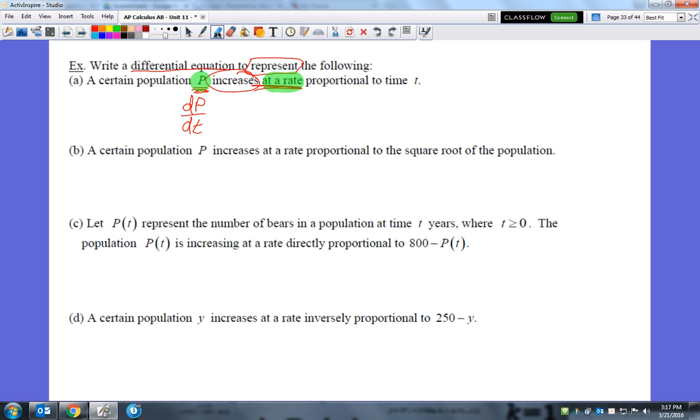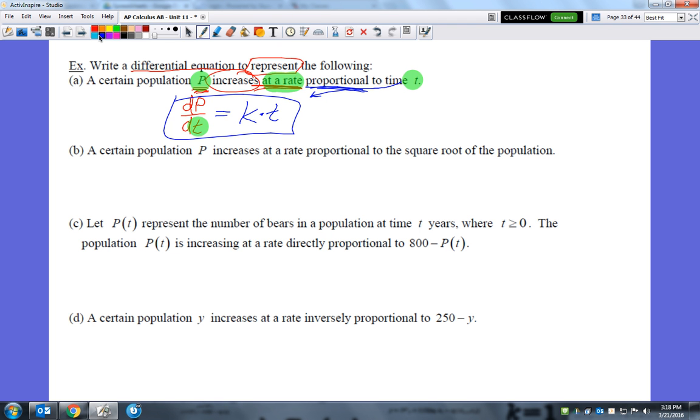Again, the default with rates is in respect to time, so that's why I have that dp dt there. And then looking at the other pieces, this proportional is like directly, so we know it's going to be k times. And then all we have to do is just bring that variable down, and this is what I read. So dp dt is equal to kt is interpreted mathematically from a population P increases at a rate, so there's that dp dt, proportional, so I'm going to multiply with k to the time t.